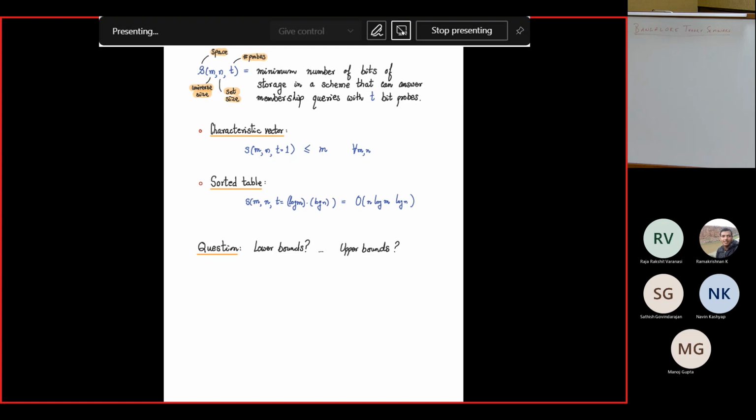So let me just introduce a notation. There is this S, m, n, t. This m is the size of the universe. n is the size of the set. t is the number of probes. And this s in front is the amount of space, the best compression you can do. So you've been given a set of size n out of a universe of size m. Compress it. What is the minimum? The best compression you can achieve, so that you can answer membership queries using t bit probes. No errors allowed, no randomization, everything is deterministic.